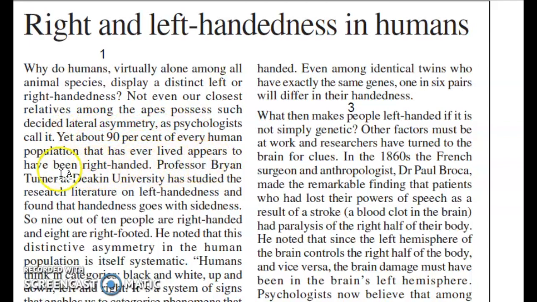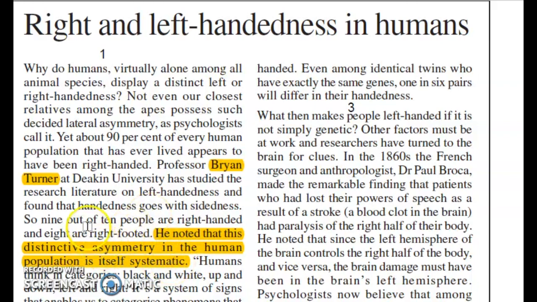Yes, here it is, Professor Brian Turner. So we have the name of the professor here. At Deccan University he has studied the research literature on left-handedness and found that handedness goes with sidedness. So 9 out of 10 people are right-handed and 8 are right-footed. He noted that this distinctive asymmetry in the human population is itself systematic. Try to understand this line. This is the opinion of Brian Turner.